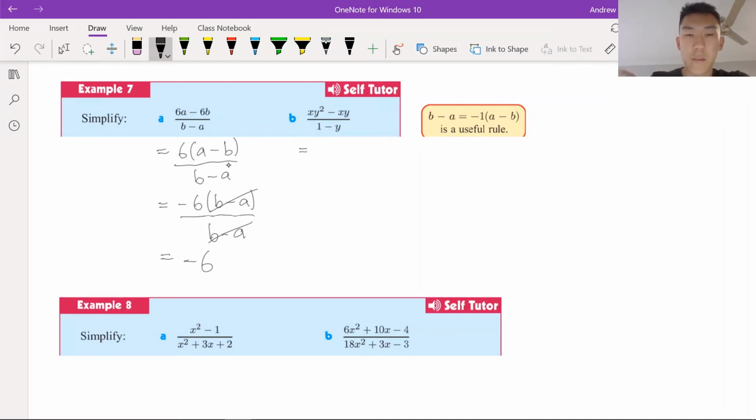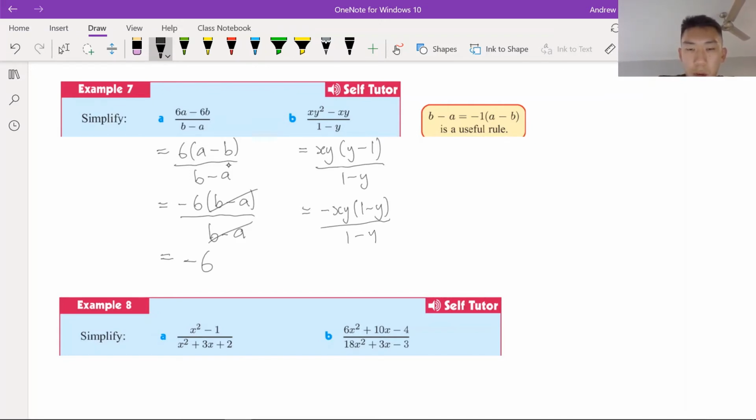And let's see if we have to do the same thing to b. Highest common factor, numerator xy, we get y take 1 over 1 take y. See how y take 1, 1 take y, we want to make them the same. So I usually just do it to the numerator, because usually it's the denominator that goes. So we get negative xy (1 minus y) over 1 minus y. And the 1 minus y's go, so we're left with negative xy as our simplified expression.